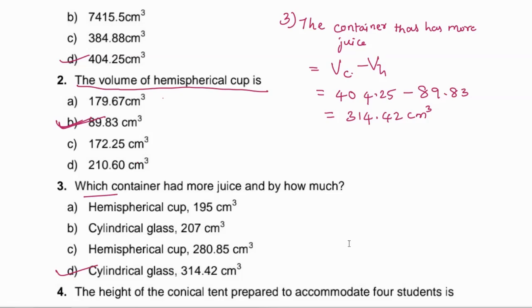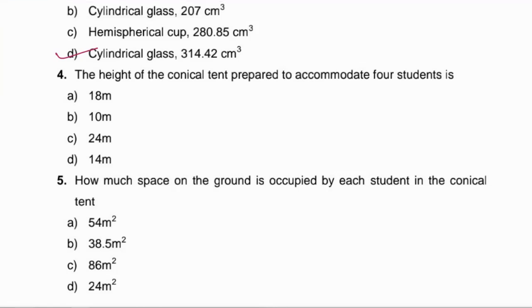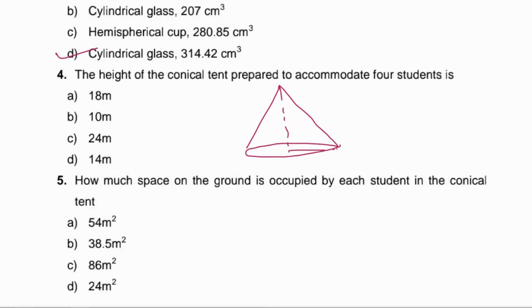Now next one you have: the height of the conical tent prepared to accommodate 4 students. What is the height of the conical tent? So by using the Pythagoras theorem, we can take this part separately. This will be h height, this will be length, and this will be r. So here, if I take this as theta, this 90 degree.